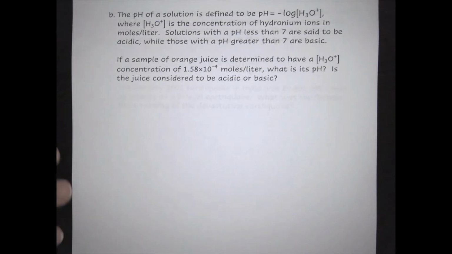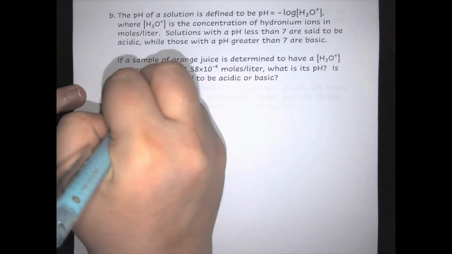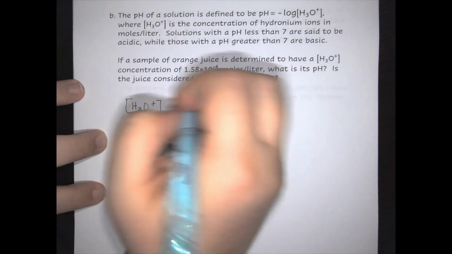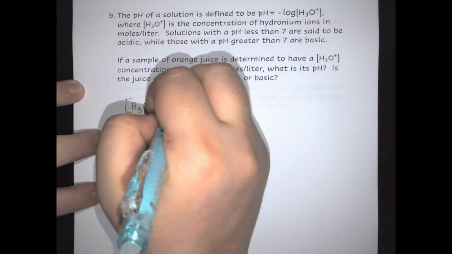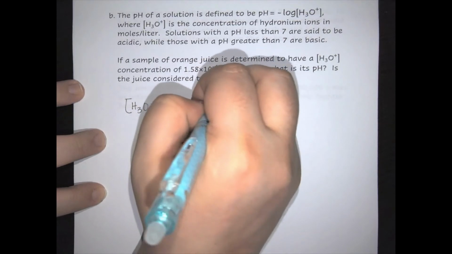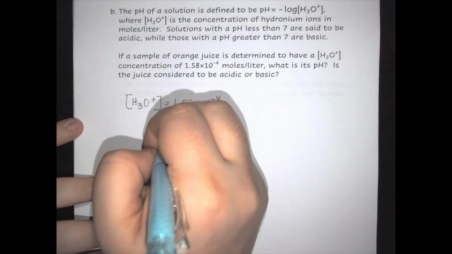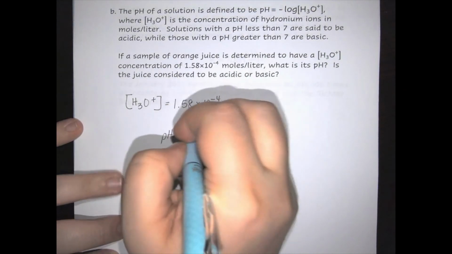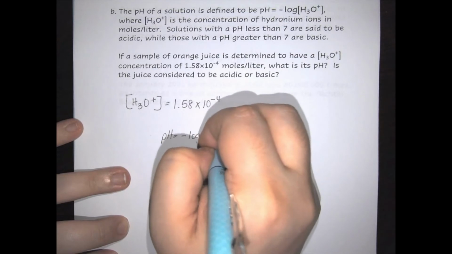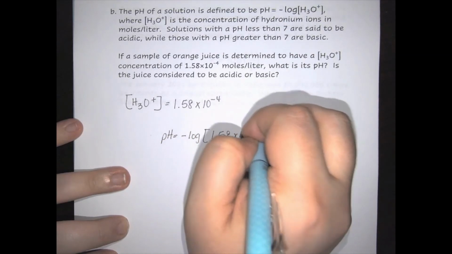So the first thing we have to do is identify our parts. So here we have H3O plus, that's our hydronium ion, and we're told that the concentration is 1.58 times 10 to the negative 4. So in this case, to find my pH it is going to be the negative log of 1.58 times 10 to the negative 4.